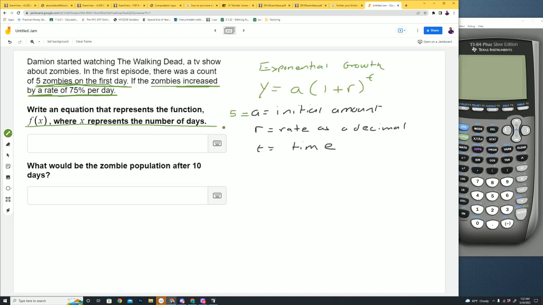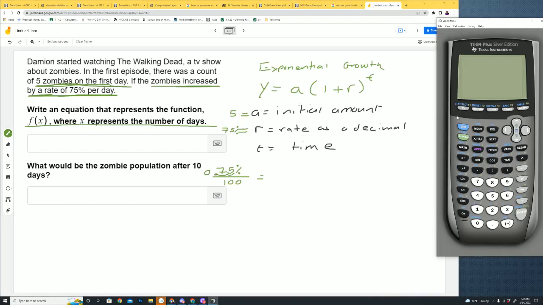We know that the rate is 75%. But as you notice, the rate should be written as a decimal. So let's look at this over here. If the rate is 75% and we need it as a decimal, to turn a percent into a decimal, you divide it by 100. If you're not too sure what that is, all you do is move the decimal place 2 to the left, giving you 0.75.